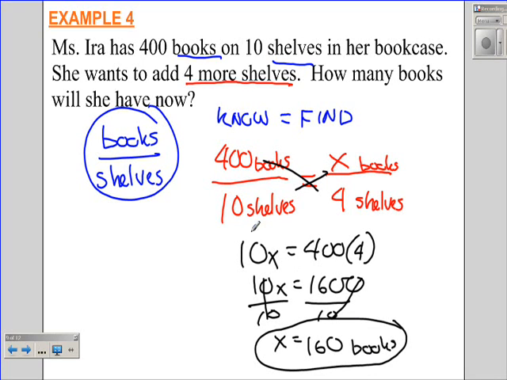Always want to make sure I can do that. And does that make sense? Let's see here. So 400 books on 10 shelves, and I'm just adding 4 more. So 4 is about half of that, but a little bit less. So half of this would be 200, and is 160 a little bit less? Yeah, so I think our answer makes sense, and I could verify it, and 400 divided by 10 would be 40 on a shelf, and 40 times 4 is 160. So yeah, so that works out great.